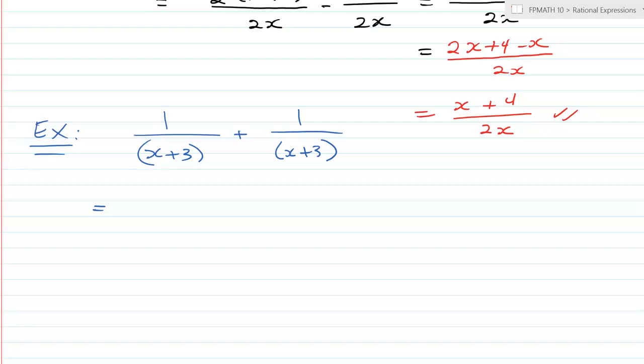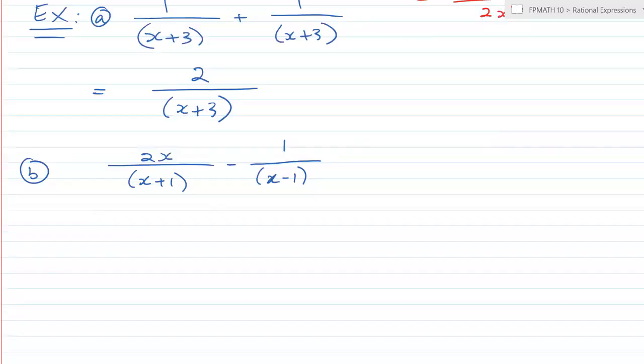All right, let's look at this example. 1 over x plus 3 plus 1 over x plus 3. First thing you do, look at them, they must have the same common denominator or you cannot add them. They do, so great. You just write one of them down and then add the top. 1 plus 1 is 2. And that's it. In this case, you're done.